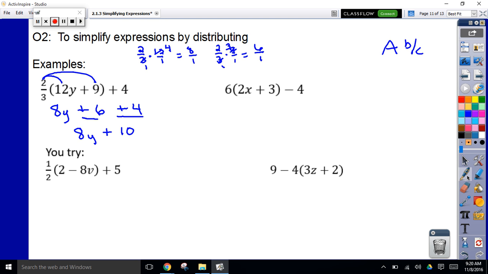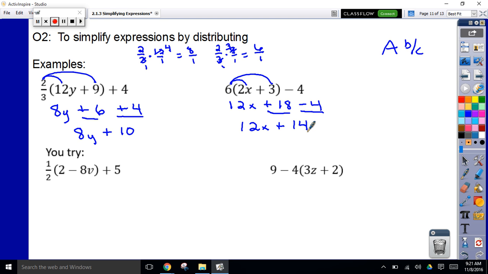Okay, this one's a little easier because there's no fraction. So I have 6 times 2x and 6 times positive 3. 6 times 2x would be 12x. 6 times 3 is 18. And then I'm just going to bring down my minus 4. Now I'm going to combine my like terms, my plus 18, my minus 4. So I have 12x, different signs subtract. 18 minus 4 is 14. And I'm going to keep the sign of the larger number, so that is plus 14.